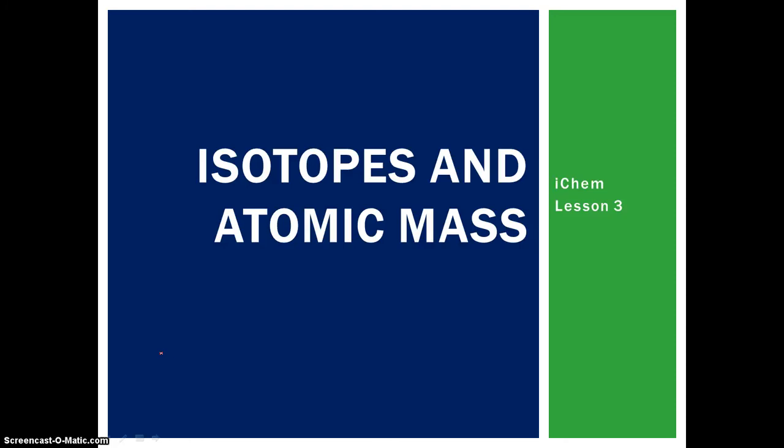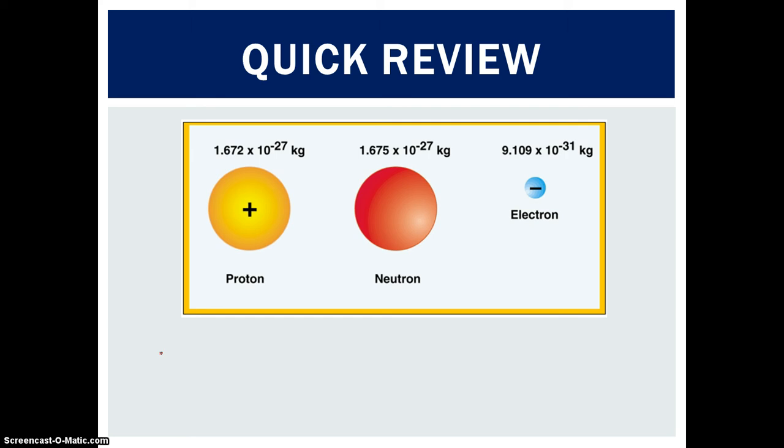Alright, welcome to iChem Lesson 3 on isotopes and atomic mass. We spent the day talking about all of the different subatomic particles and the structure of the atom, and now we're going to learn about that last number we find on the periodic table and how we find it. First though, let's do a little bit of a review.